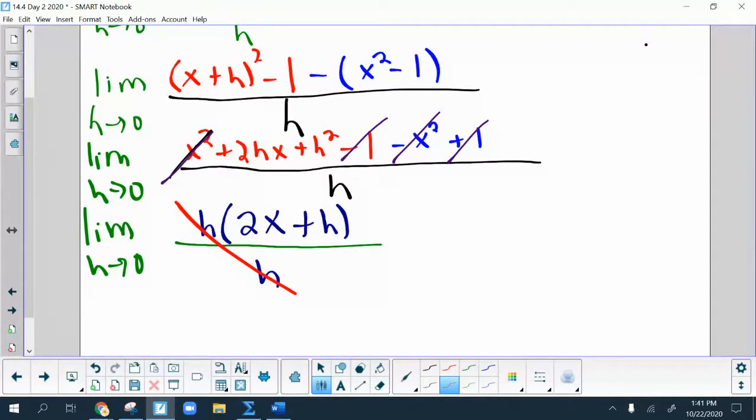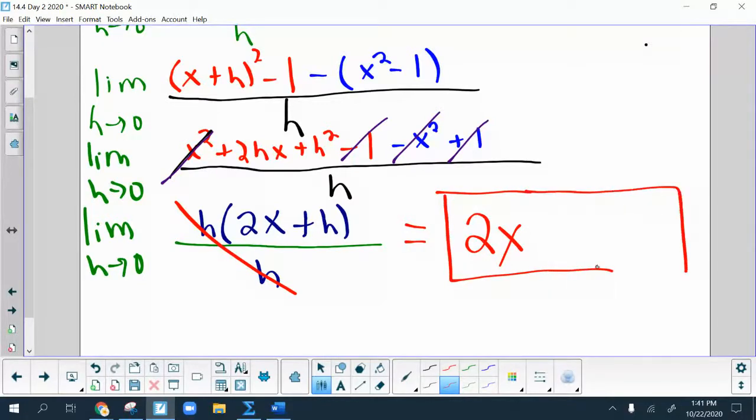So now those h's go away, and now I can substitute 0 in for h. So I put 0 in here, and I just have 2x. This is the expression for the derivative. So we could say 2x equals f prime of x.